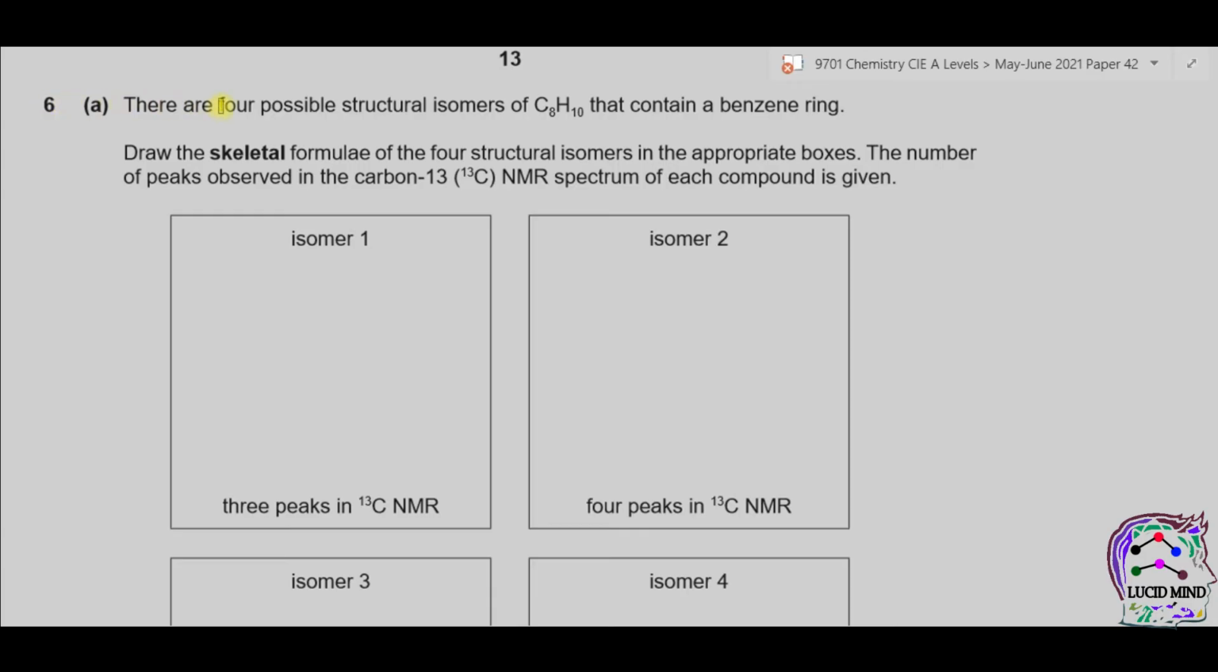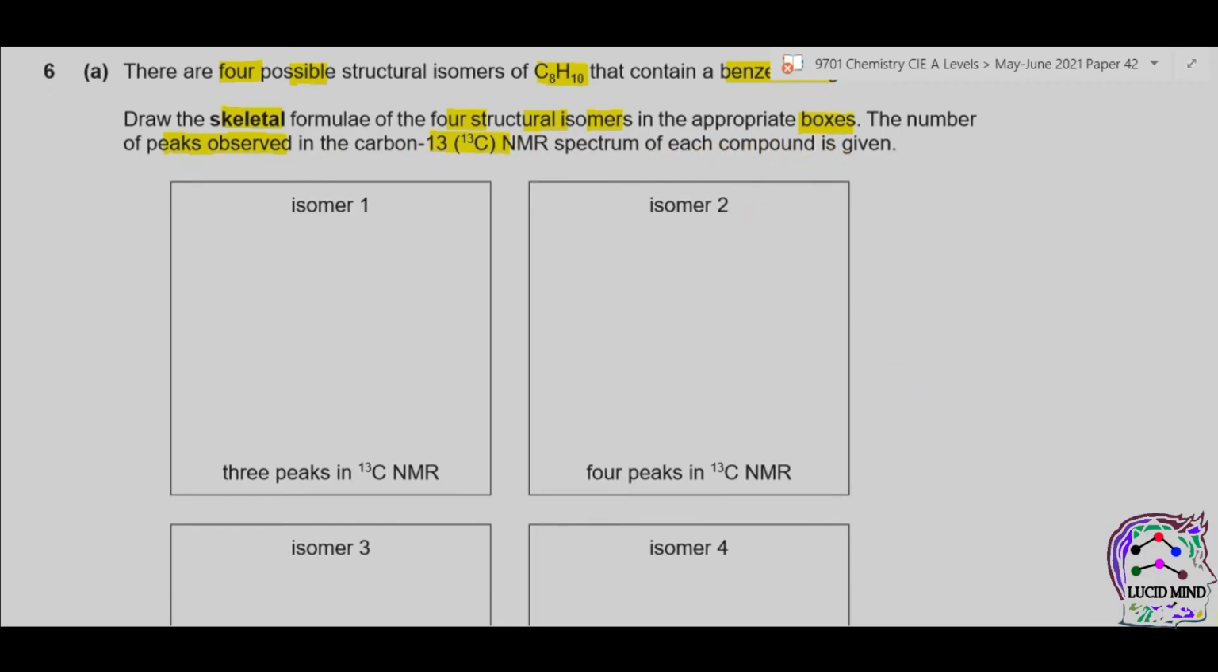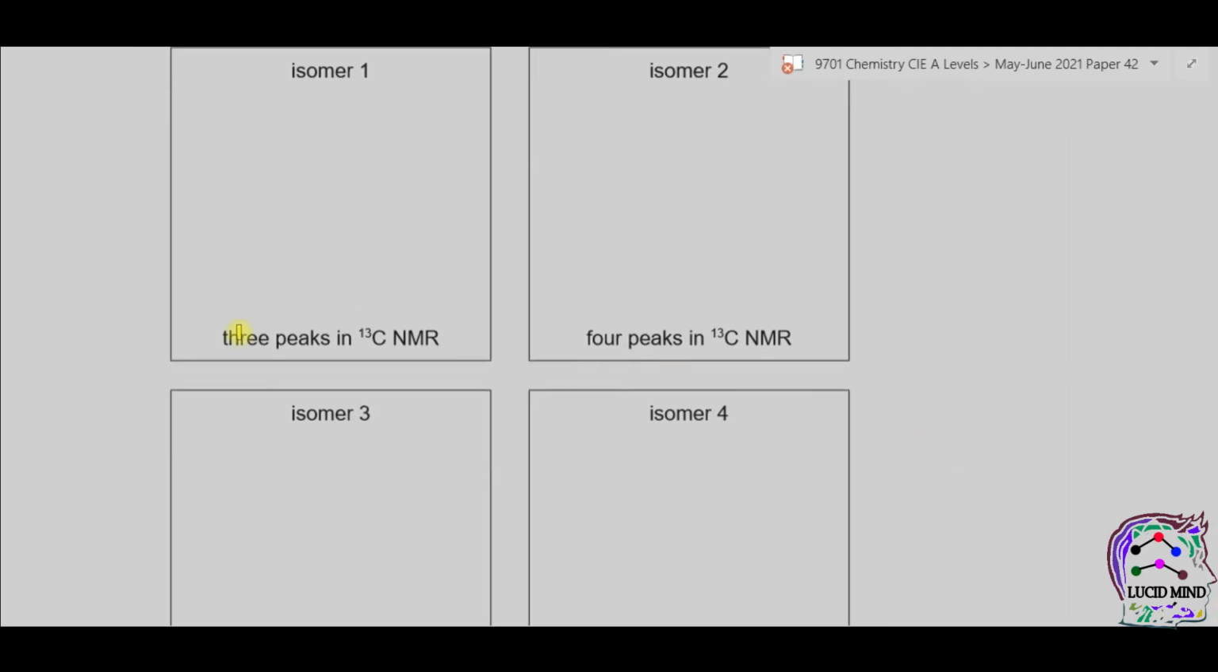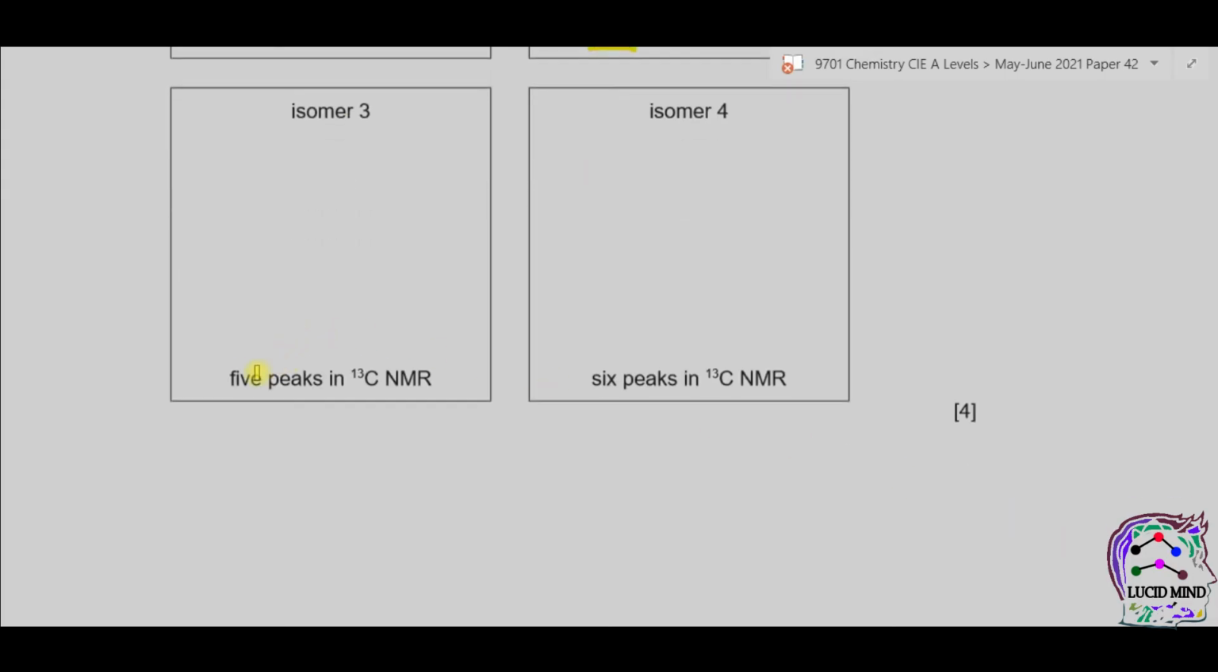Question 6 part A. There are 4 possible structural isomers of C8H10 that contain a benzene ring. Now in benzene we have 6 carbon atoms and 2 extra carbon atoms are present in this structure. Draw the skeletal formula of the 4 structural isomers in the appropriate boxes. The number of peaks observed in carbon-13 NMR spectrum of each compound is given. We can see in isomer 1, 2 we have 3 peaks and then 4 peaks. Then in isomer 3 and 4 we have 5 peaks and 6 peaks.